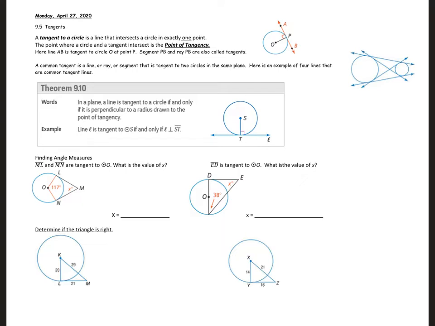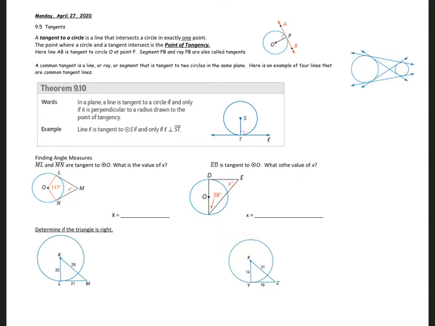The point where a circle and a tangent intersect is the point of tangency. So point P is the point of tangency. Line AB is tangent to circle O, as we've already stated, at point P. I also have segment PB, that is a tangent, and I could have ray PB, that is also a tangent.